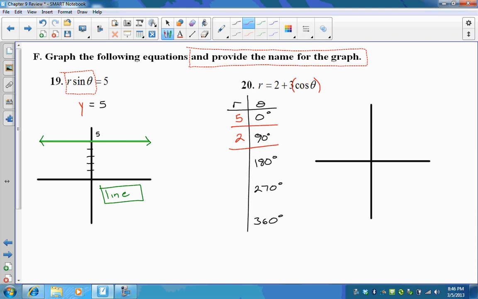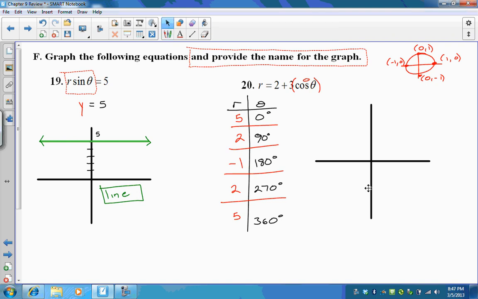Then I'll plug in 180 degrees, the cosine of 180. You know, these are coming off the unit circle. So we're looking at these points where your coordinates are 1, 0, 0, 1, negative 1, 0, and 0, negative 1. At 180, my cosine is negative 1. And 2 plus 3 times negative 1 is negative 1. Plug in 270, that's down here, your cosine is 0. 2 plus 3 times 0 is 2. And 360 is the same angle as 0 degrees, so that'll be 5.